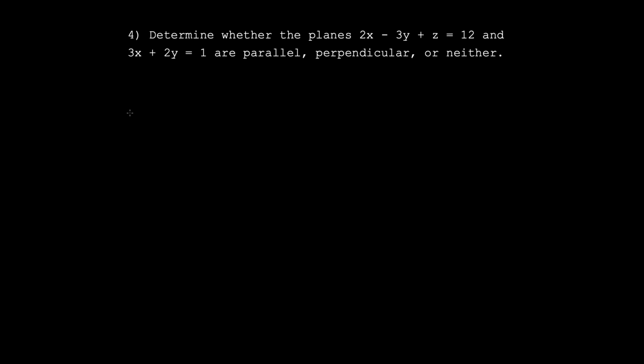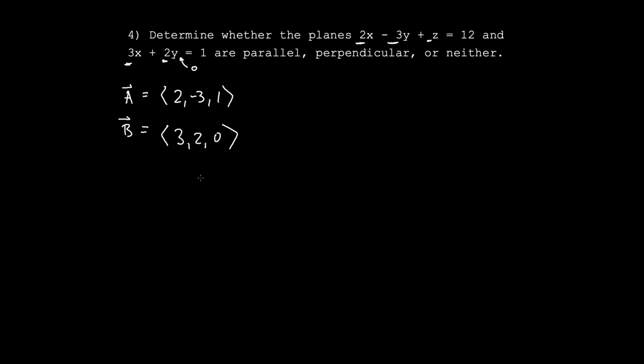So let's first take the normal vectors from each of the planes. The first plane, normal vector, I'm going to say it's A. To find the normal vector, we just take a look at each of the coefficients. So 2, negative 3, 1. And that is the normal vector for the first plane. Remember, the normal vector is perpendicular to the plane itself. Now B, which is the normal vector for the second plane, is 3, 2, and since there's no z component, the z component is 0. So we have 3, 2, 0.